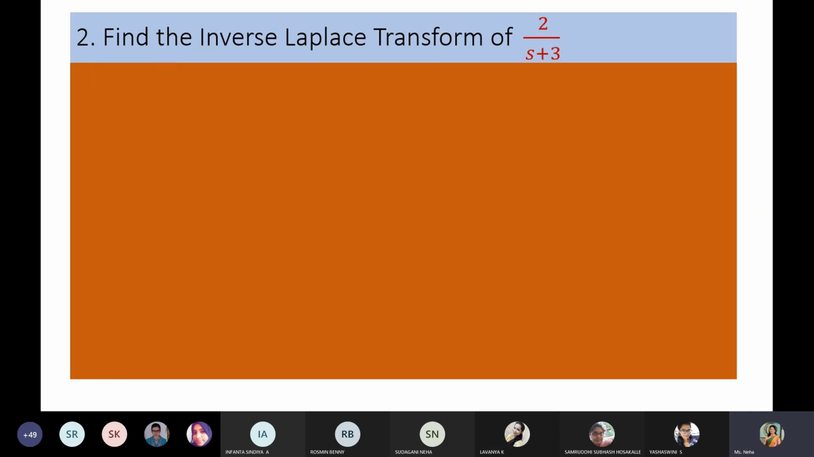Second question is 2 divided by s plus 3. So this will be the inverse Laplace transformation of what? First you see the power of s. What is the power of s? Power of s is 1. If power of s is 1, it means 1 by s. 1 by s is the Laplace transformation of what?